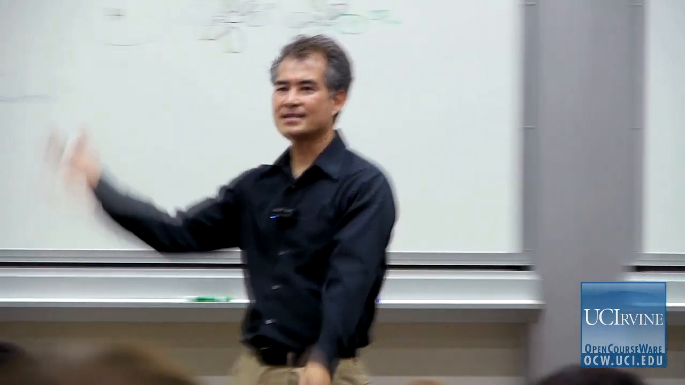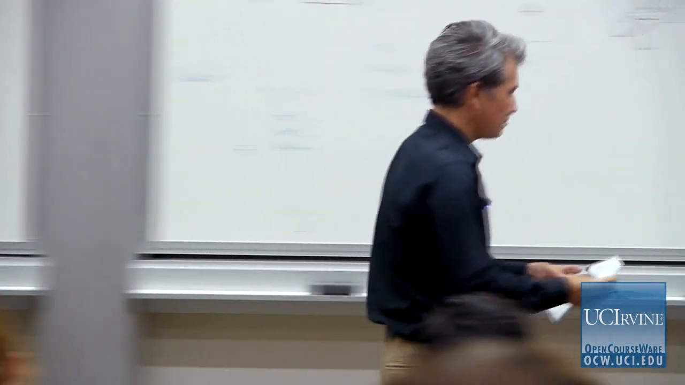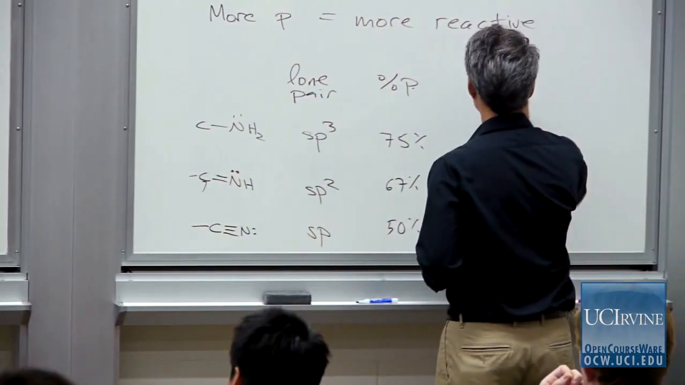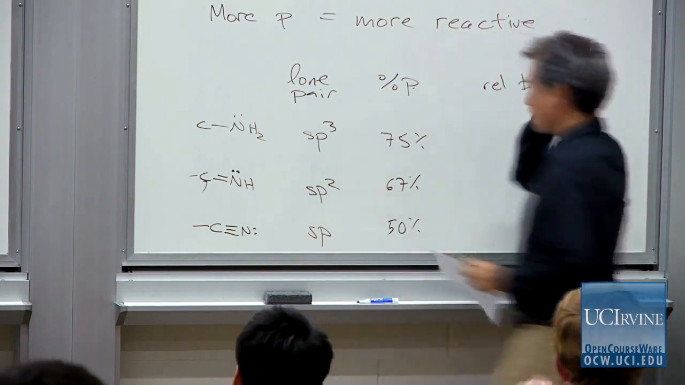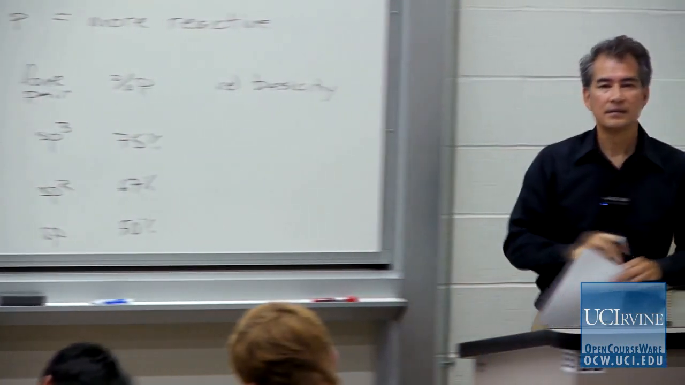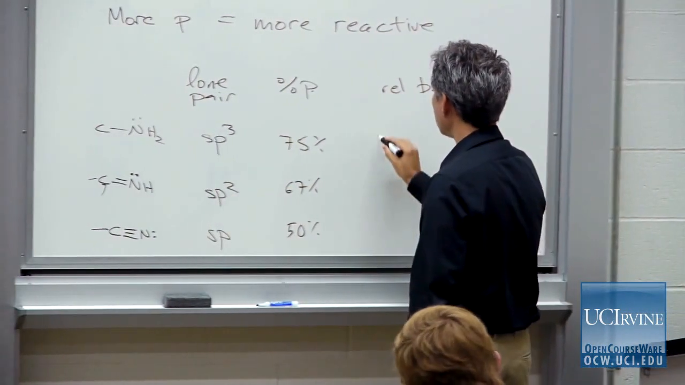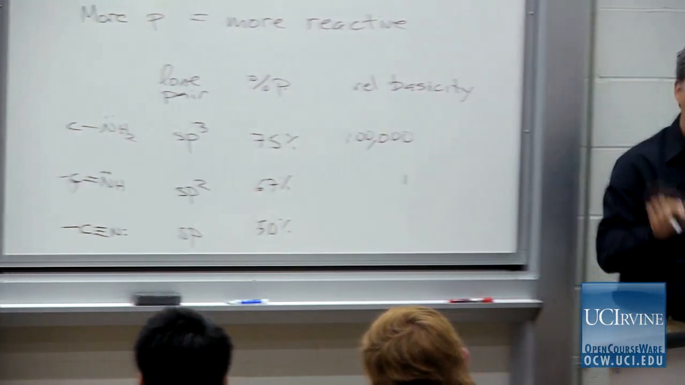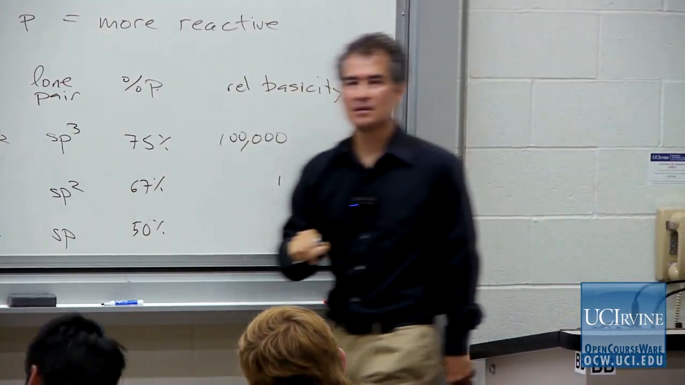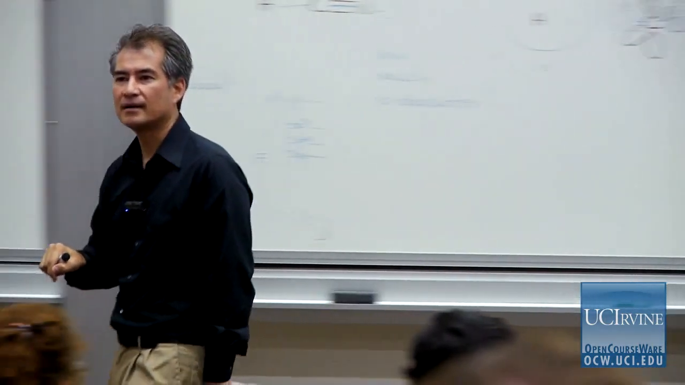These are paltry differences. 75 cents, 66 cents. What's the difference there, right? How big of a difference could that make? Maybe you already know something about the relative basicity of these. I can go to a pKa table and look up the converse of basicity, acidity. What you find out is, I'll assign this a relative value of 1, that an sp3 hybridized nitrogen lone pair is 100,000 times more basic than an sp2 hybridized nitrogen lone pair.